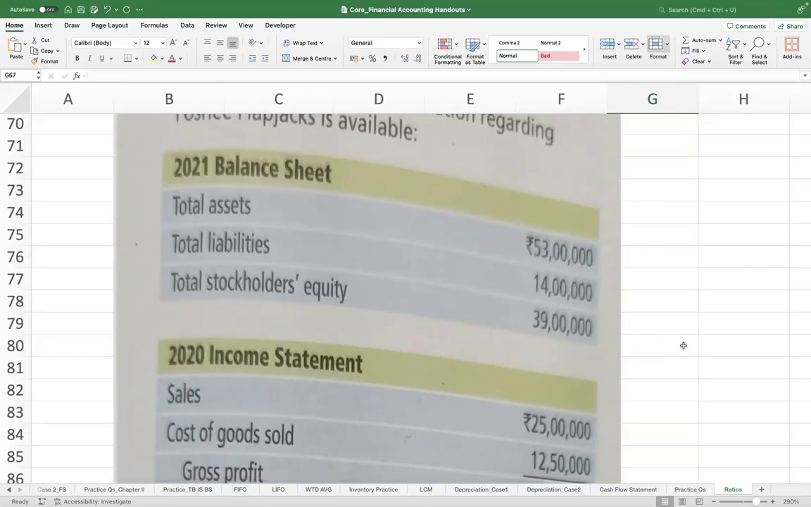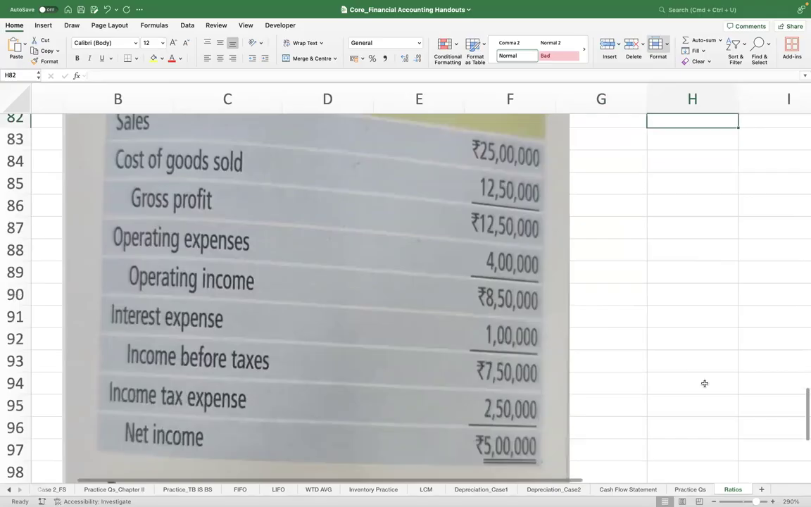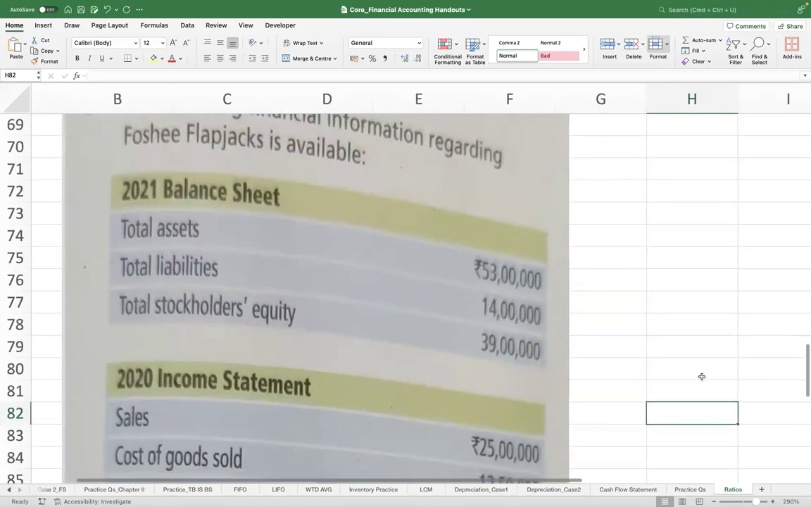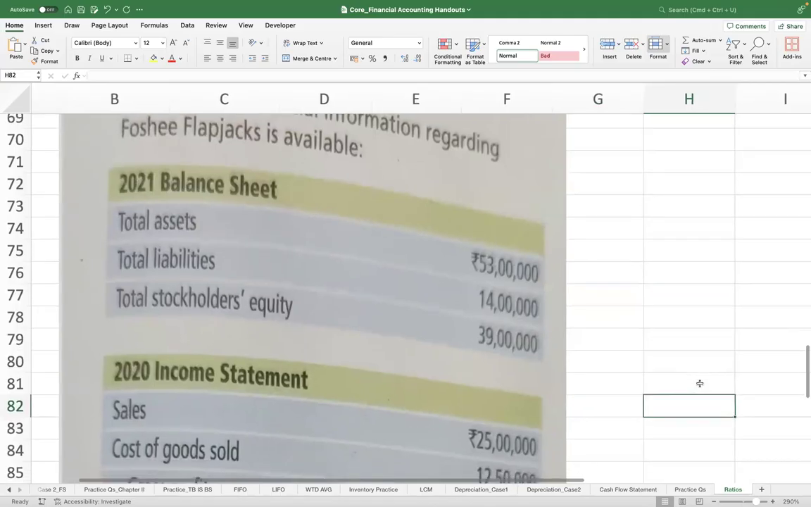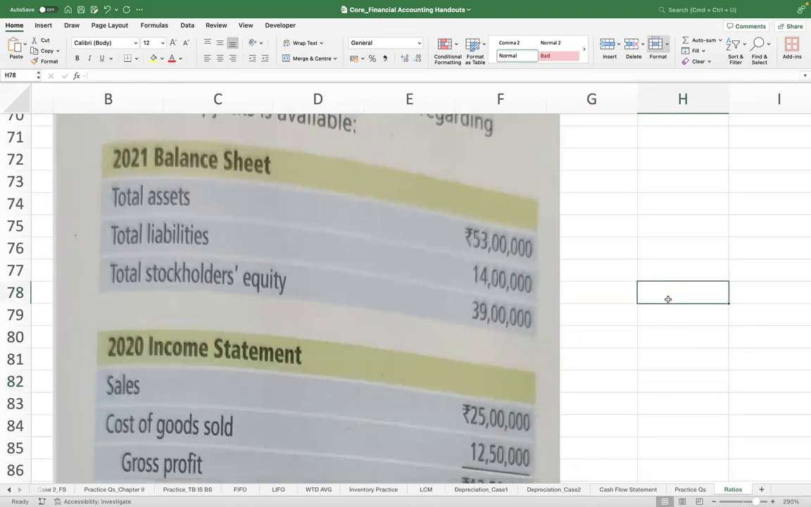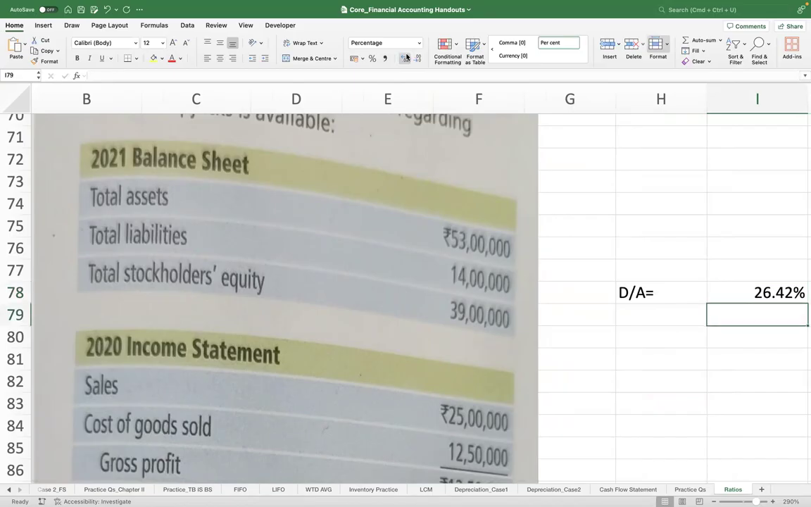Debt to assets के लिए you can take, ideally you should take long-term debt by assets. What is your long-term debt? So then you take the total 14 lakhs. So your debt to assets ratio will be equal to 14 by 53, which is 26.42%, right? Debt to assets ratio.